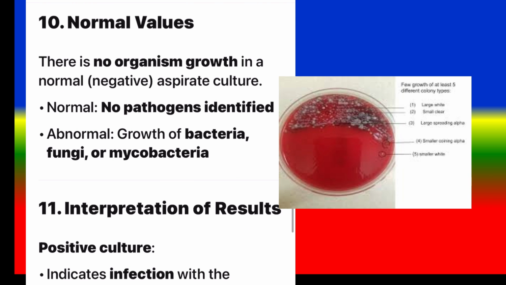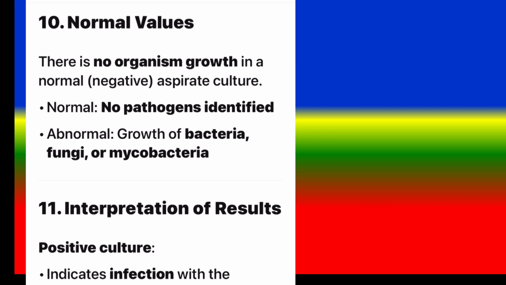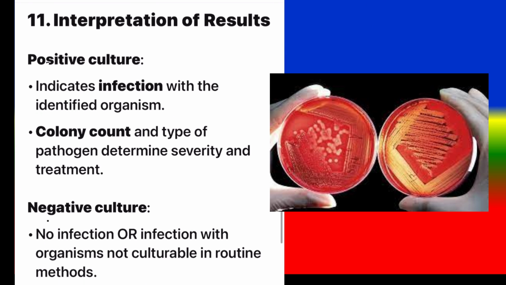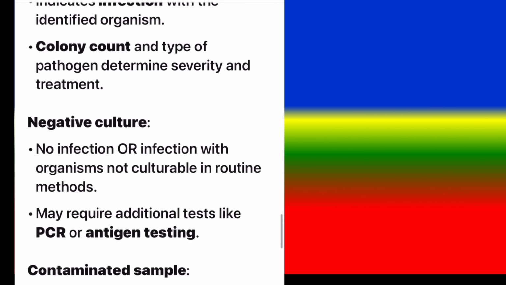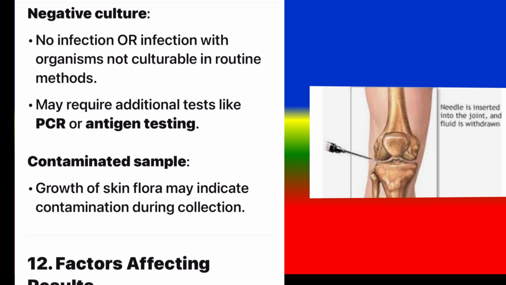10. Normal values. There is no organism growth in a normal, negative aspirate culture. Normal, no pathogens identified. Abnormal, growth of bacteria, fungi, or mycobacteria. 11. Interpretation of results. Positive culture indicates infection with the identified organism. Colony count and type of pathogen determine severity and treatment. Negative culture. No infection or infection with organisms not culturable in routine methods. May require additional tests like PCR or antigen testing.